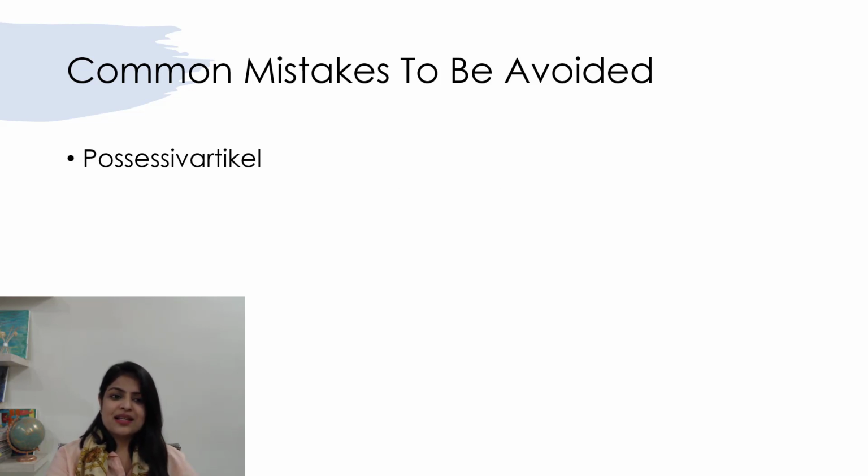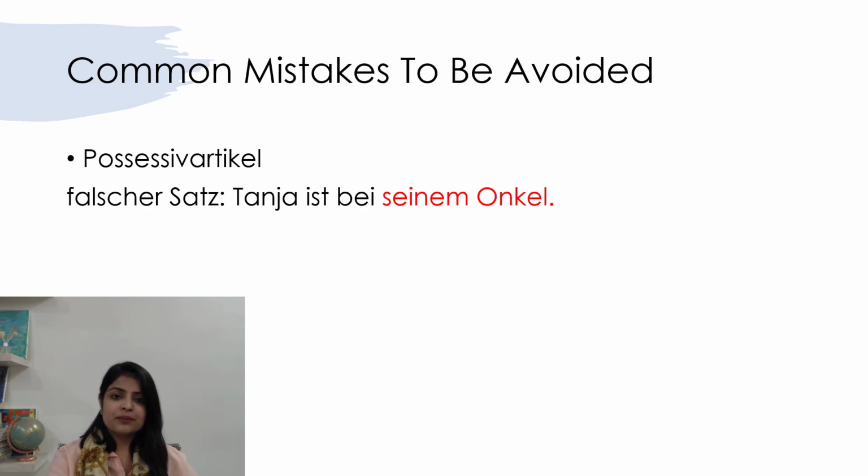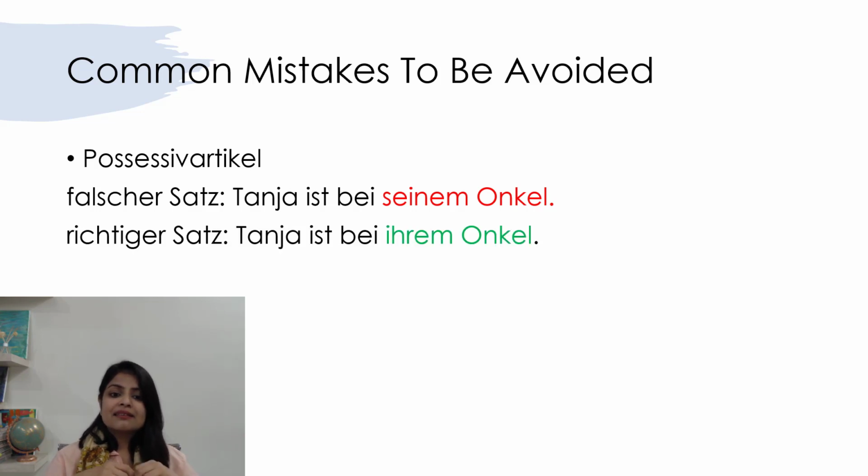Now, the second one is with the possessive article. For example, Tanja ist bei seinem Onkel. German learners just confuse that uncle is masculine, hence it would be sein. But no, over here we have to see whose uncle it is. That's Tanja's, and Tanja is female. So it would be Tanja ist bei ihrem Onkel. So, what are you thinking? Do you make the same mistake? Don't do it then. Next time, please just take a pause, think, and then deliver the sentence.